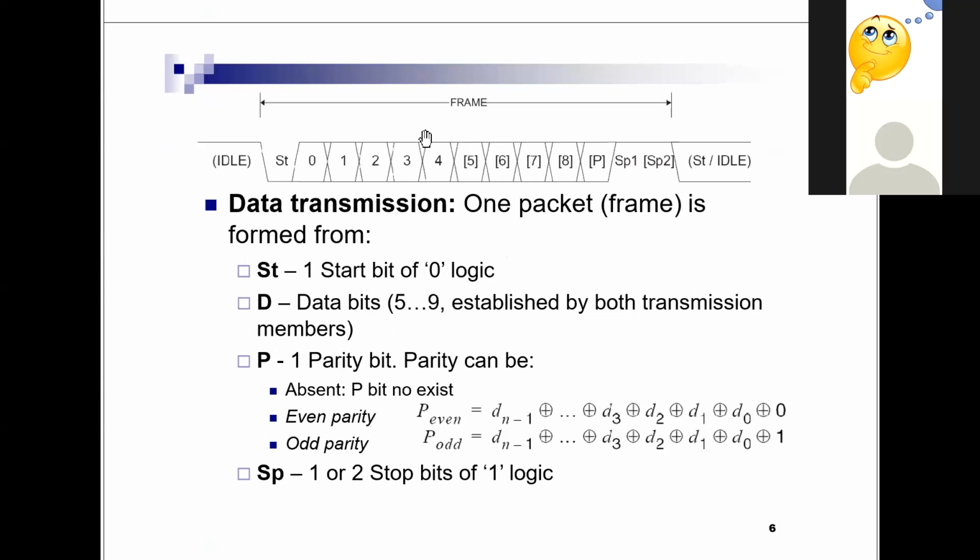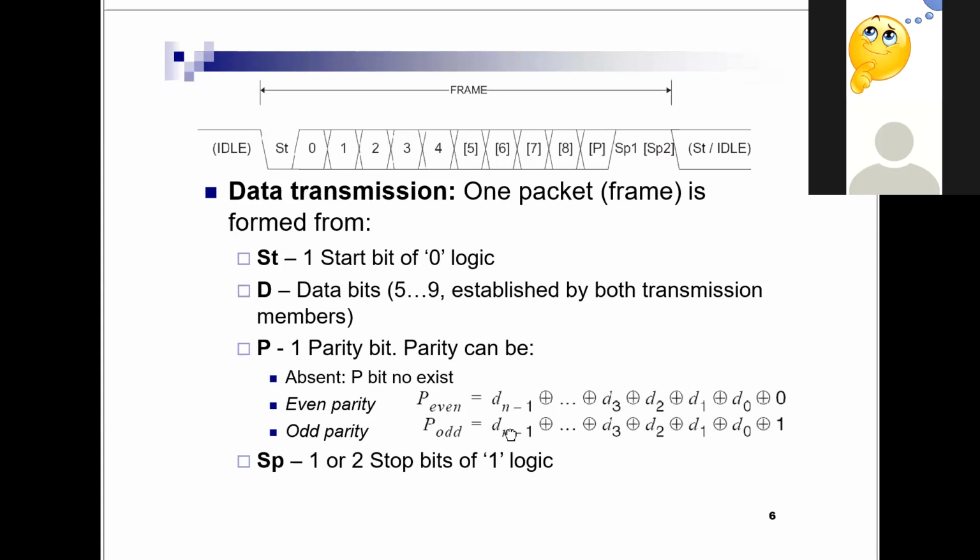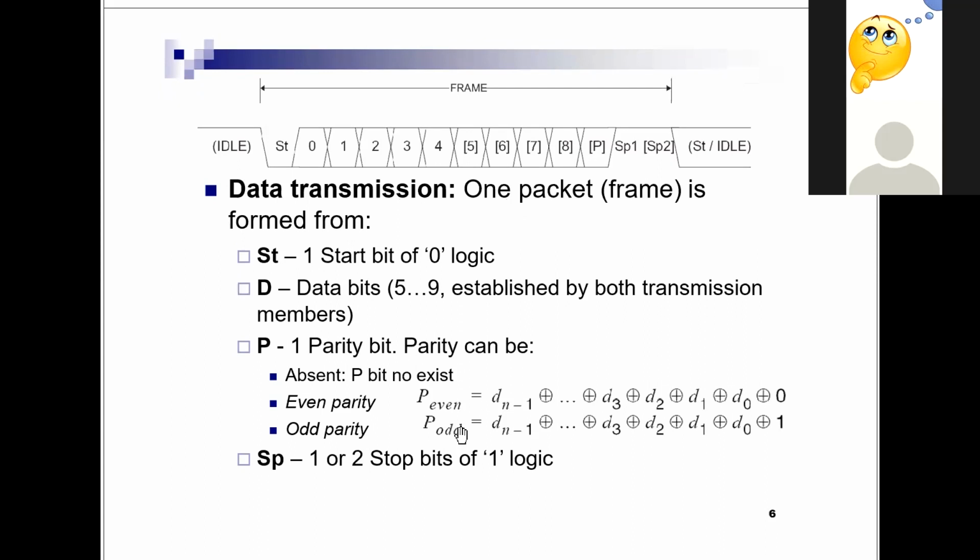In between will be the data bits. The number of data bits will depend upon the length. And P will be the parity bit, which means you have to identify even parity or odd parity. The number of ones will be decided depending upon the length, so either an even number of ones or an odd number of ones.